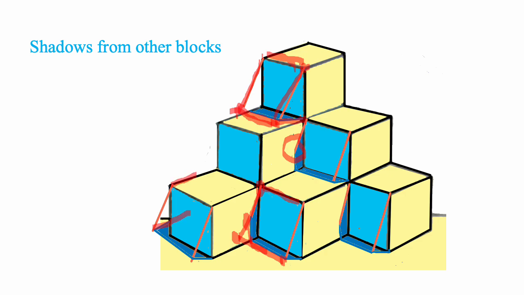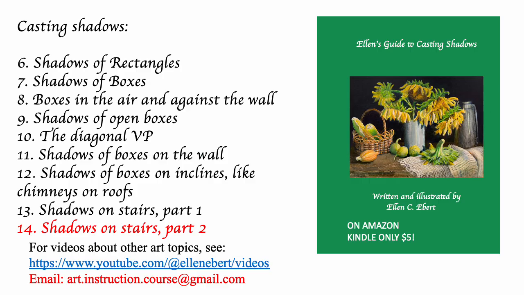The easiest solution is just to make it parallel to the casting pole, although we could make this box transparent so we could find the intersection back here that would tell us the direction of this shadow. In the next video, I'll talk more about shadows on stairs.